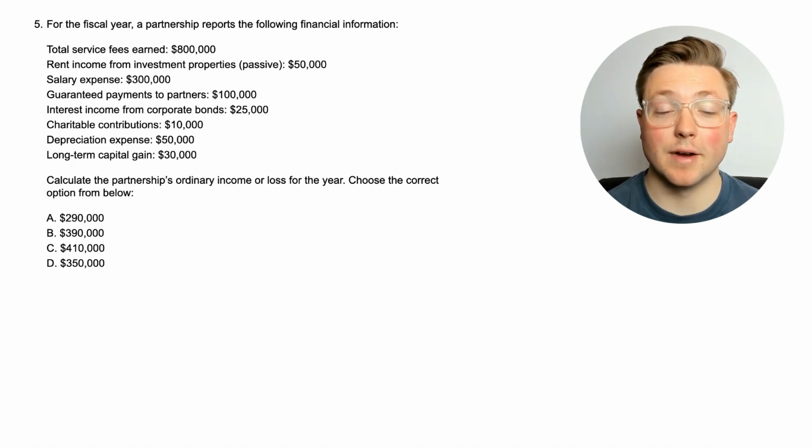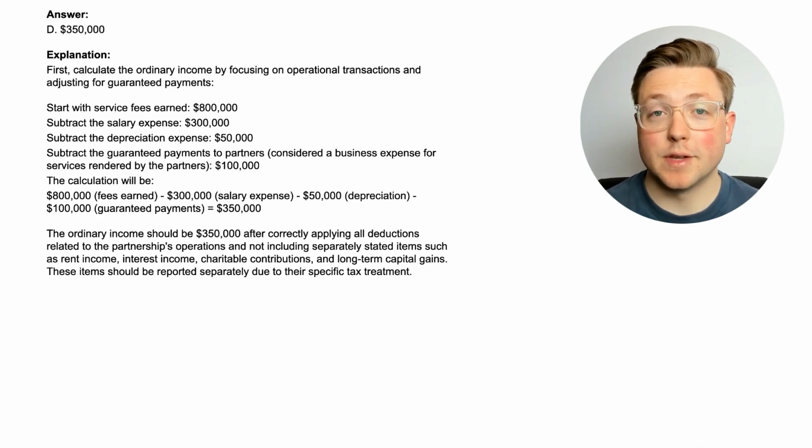Okay, here is question 5. For the fiscal year, a partnership reports the following financial information. I'm not going to read through all that because I think that you should pause the video, read through this whole question, and see if you can get the correct answer. You just need to calculate the partnership's ordinary income or loss for the year. We've learned how ordinary income works, how separately stated items work, and how guaranteed payments work. So again, take a second, pause the video, do this calculation, and when you're ready, come back and we will look at the answer. Okay, and the answer is $350,000.